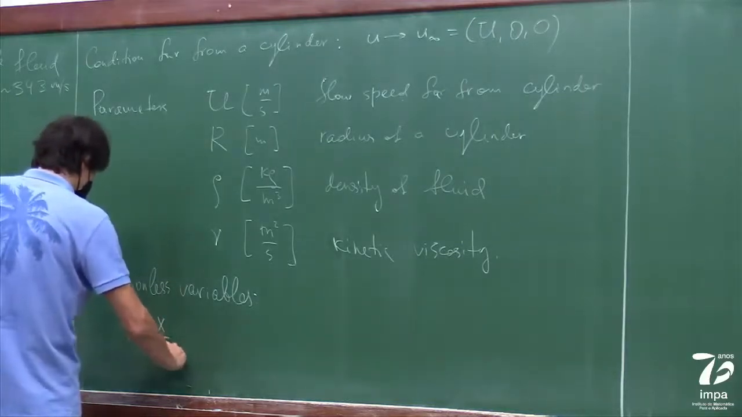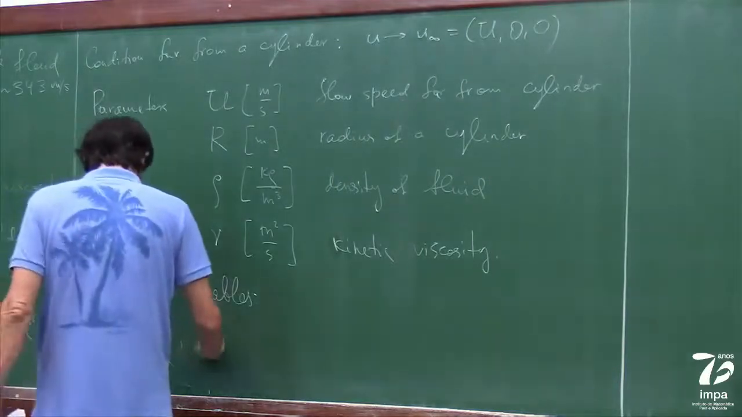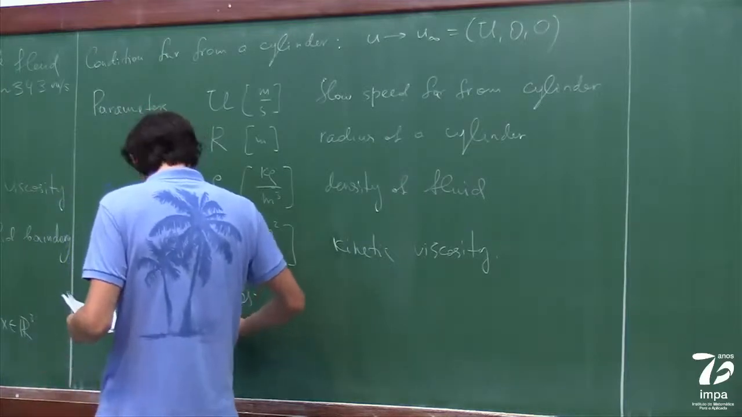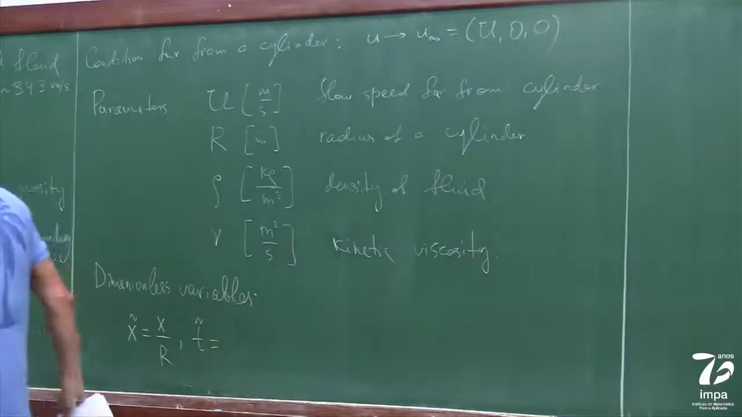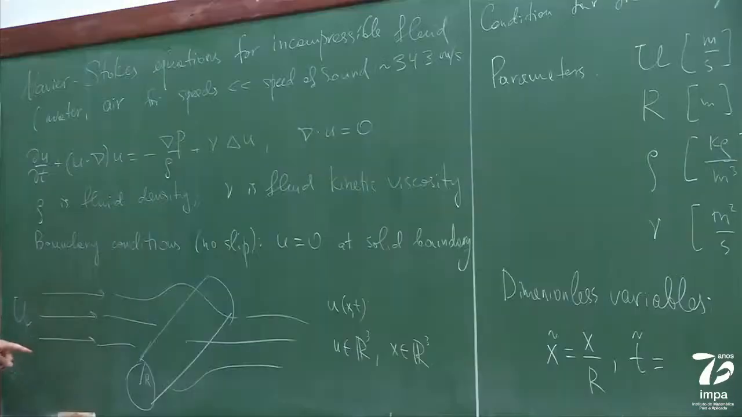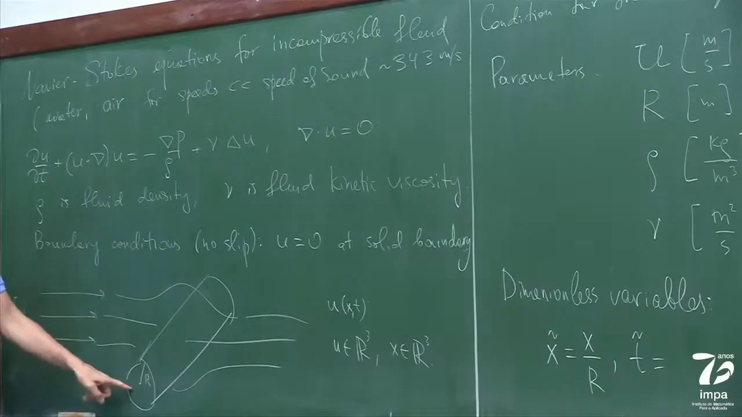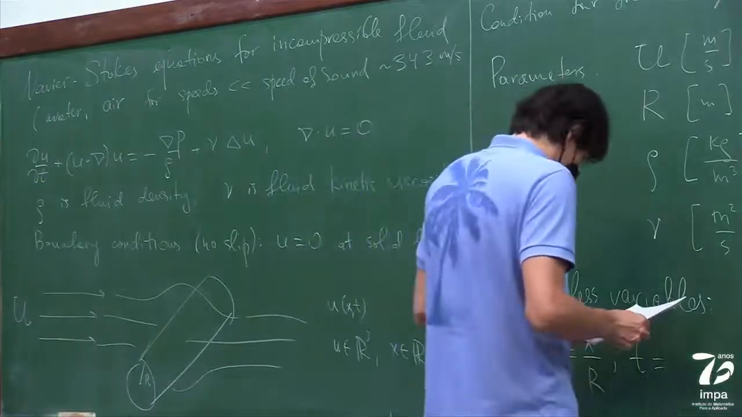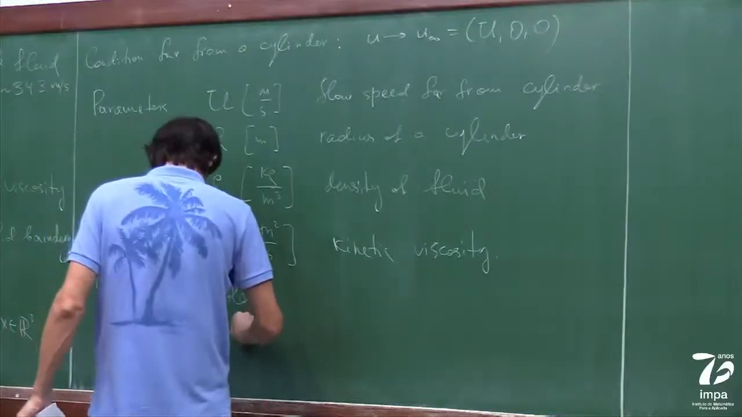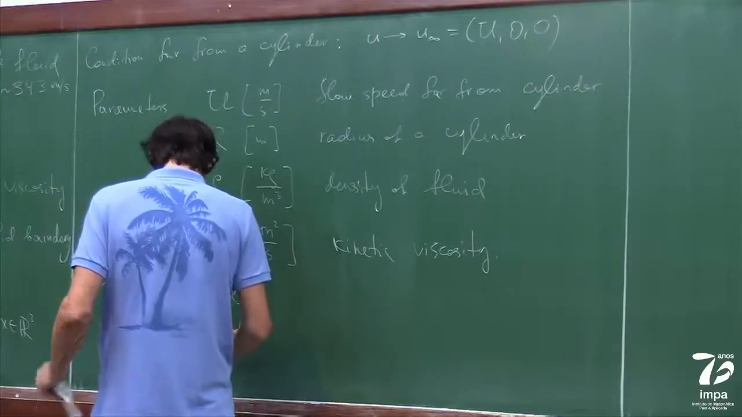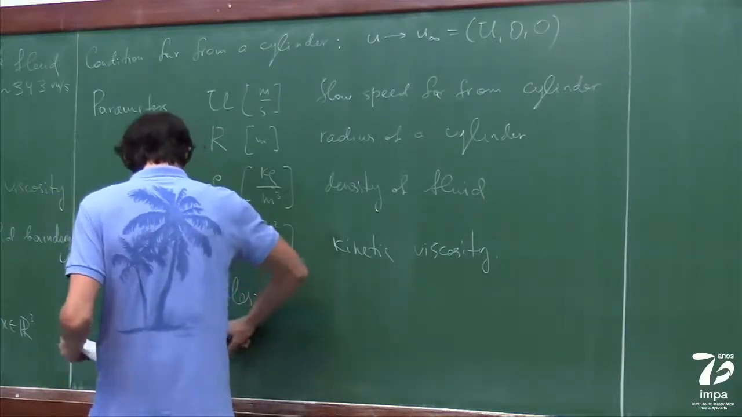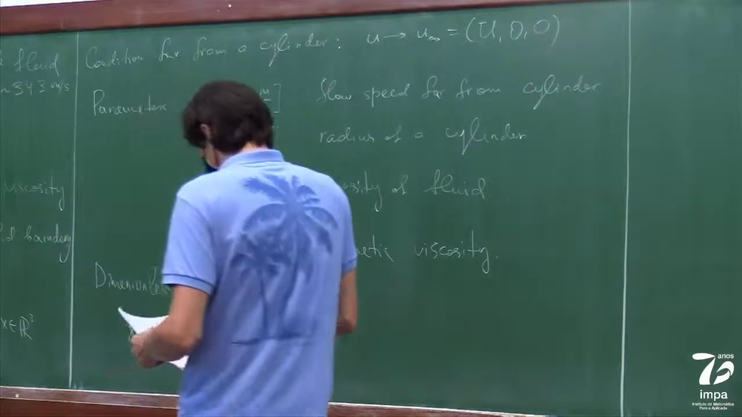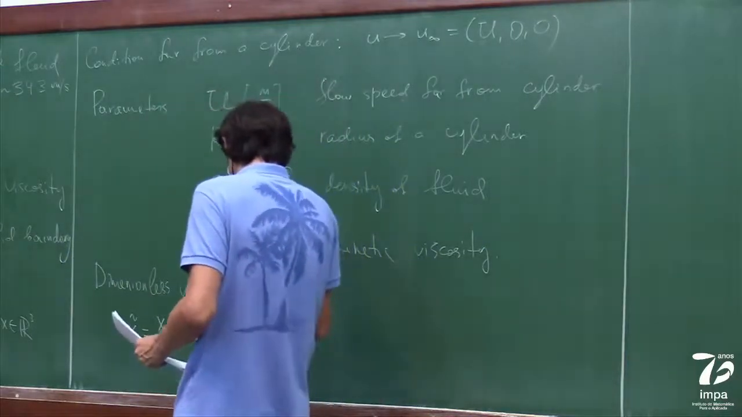Then you can consider the time. The dimensional time: you can get a typical time, which is just the time that the flow travels through the distance of the size of the cylinder. So it's R by U. You divide time by this quantity, so it's flipped: Ut by R. Okay, so this is a non-dimensional time.